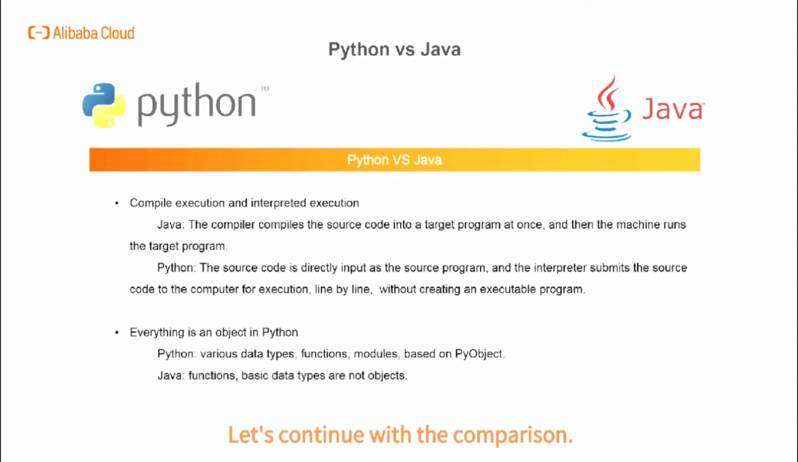Let's continue with the comparison. Here are the code blocking method, portability, and application scenarios. Let's look at the difference between Python and Java.